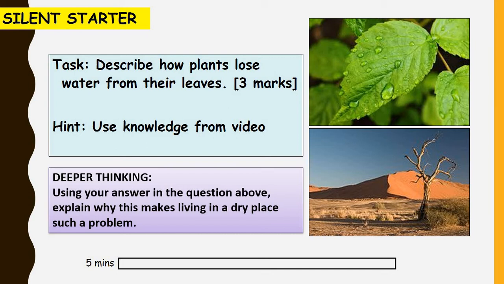Describe how plants lose water from their leaves. Describe that process. Use knowledge from the video and describe how water is lost from the leaves. Try and use as many key terms as possible. And of course, if you want to think about this a bit further, using your answer in the question above, explain why this makes living in a dry place such a problem. So pause the video, have about 5 minutes to have a go at that question.